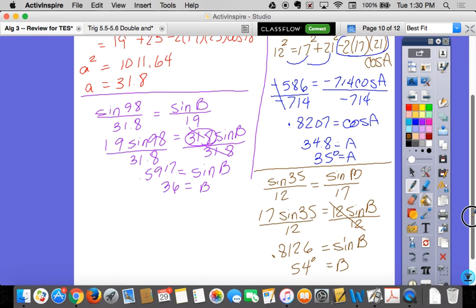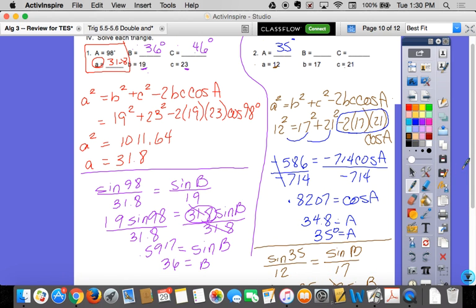So let me scroll back up here, so I have my blank. So b is 54. Now you use that same idea. Your three angles have to add up to 180. So take 180, do minus 35, minus 54. Your third angle has to be 91.